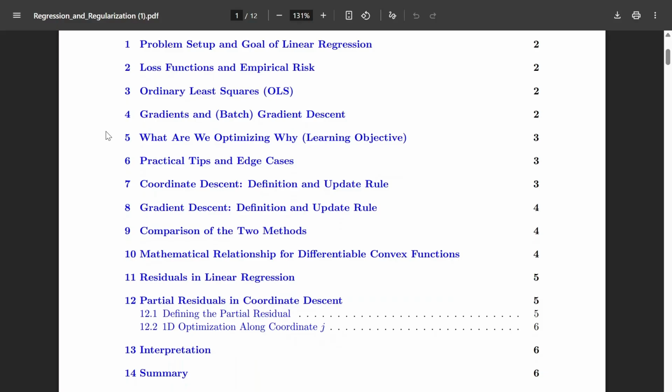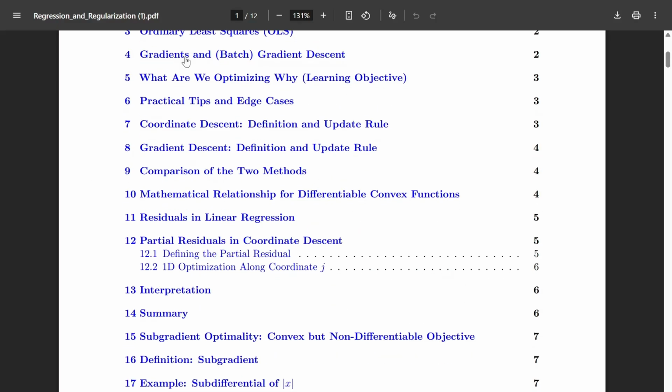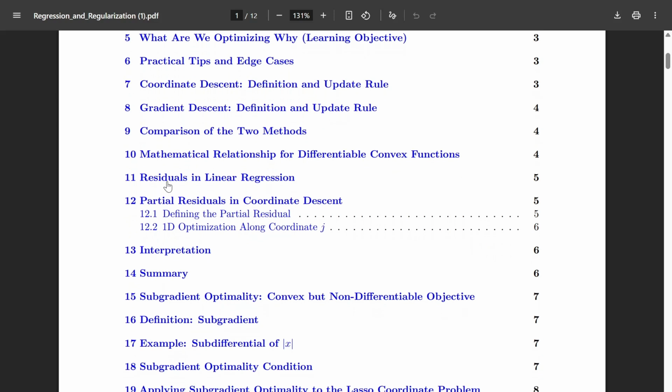Then we'll go to what coordinate descent is, how gradient descent and coordinate descent differ, in what kind of situations you can do gradient descent and in what kind of situations you cannot, and for those situations we get to know more about coordinate descent. And then we'll go about differentiable convex functions, then how to create residuals, the entire concept of residuals which we'll use for coordinate descent for OLS, that is ordinary least squares.